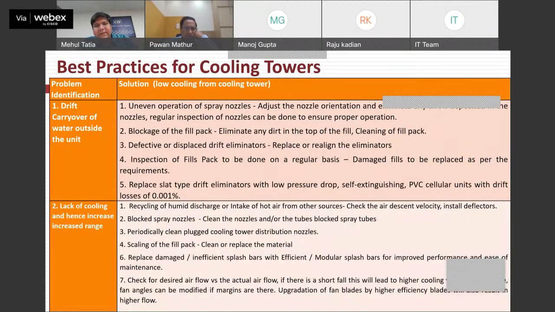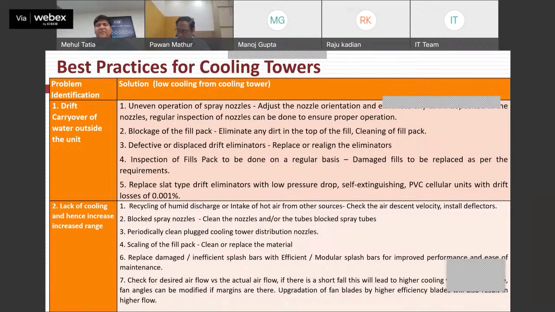The next problem regarding the cooling towers is drift carryover of water outside the unit. In that case, these are the actions you can take. It could be due to uneven operation of spray nozzles, blockage of fill packs, if your drift eliminators are not working well, if your fills are getting choked or damaged. So these are some of the reasons or some of the areas where you can work to improve the drift carryover.